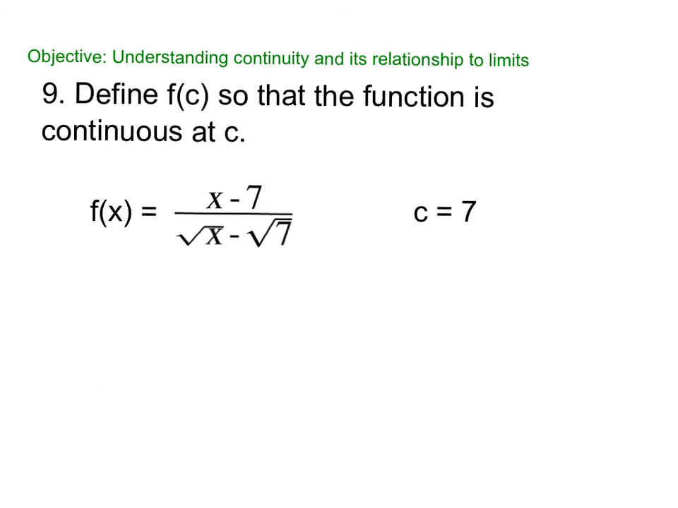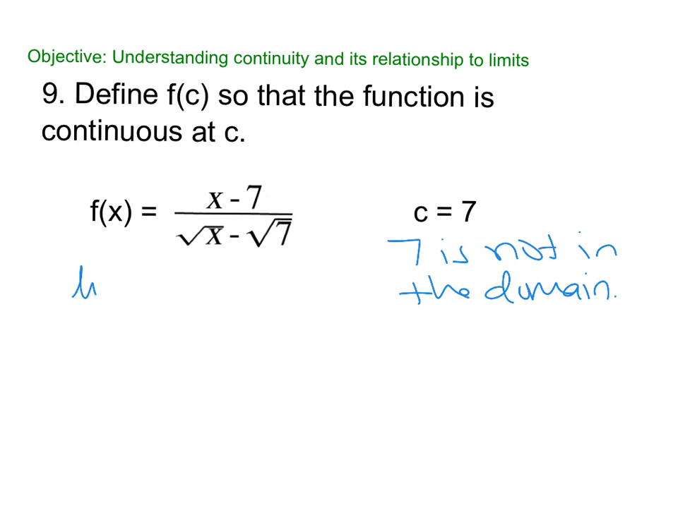All right, define f of c so that the function is continuous. We've talked about this one before. We've tried to find the limit, right? This has a discontinuity at 7 because if we plug in 7, we get 0 over 0. 7 is not in the domain, right? So we're going to define it that way.